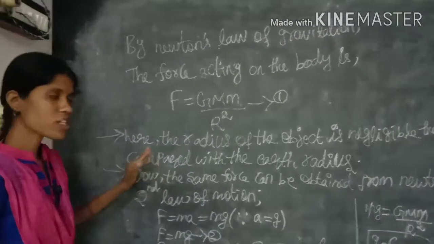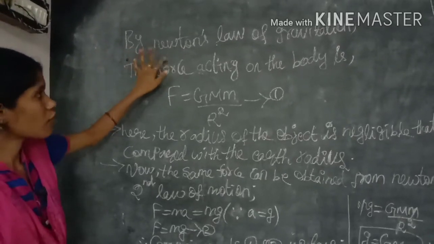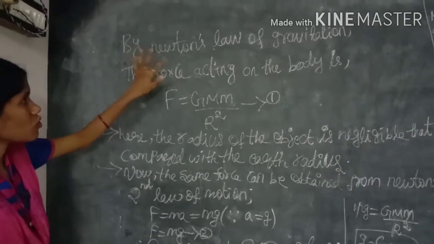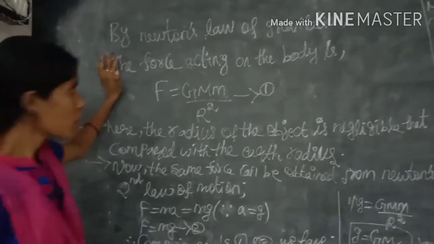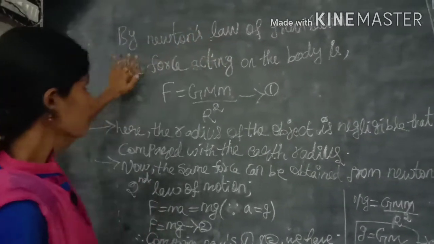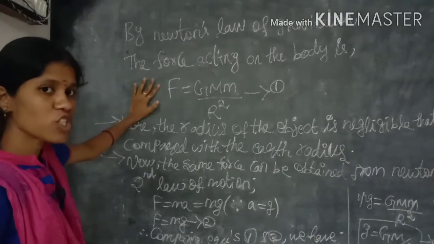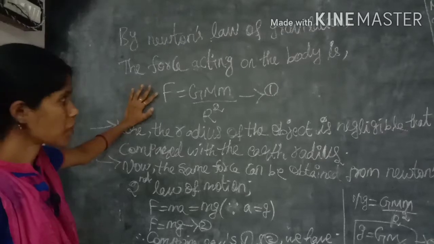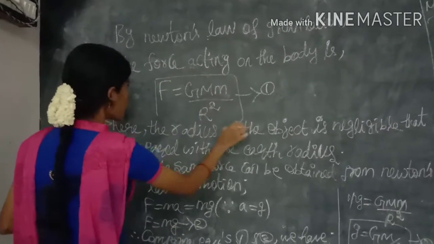For the calculation of the force, we first use Newton's law of gravitation. By using Newton's law of gravitation, the force acting on the body or object is given by F is equal to capital G into small m and capital M by R square. We consider this as the first equation.